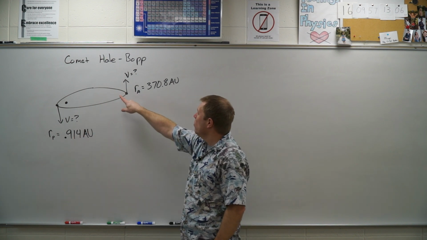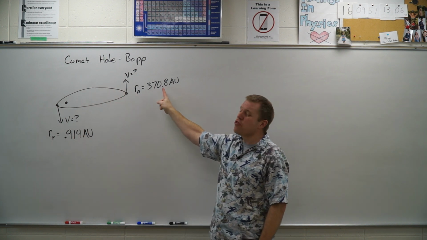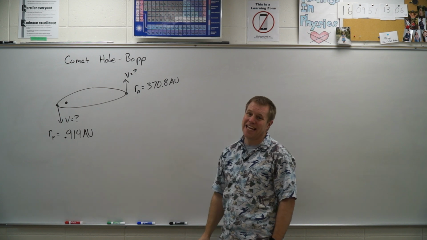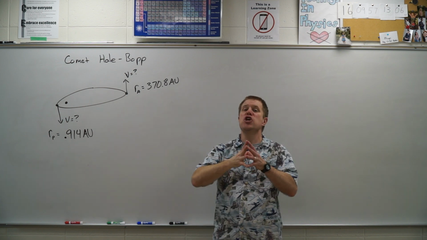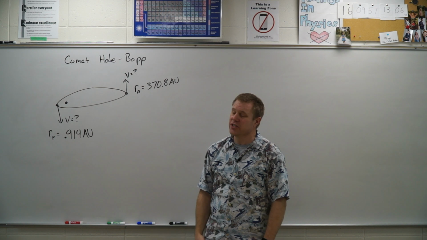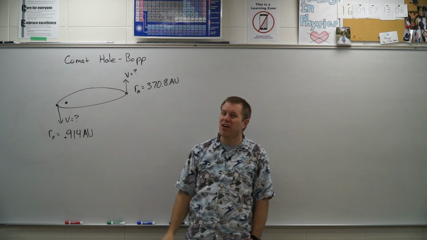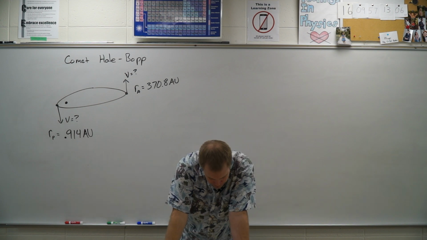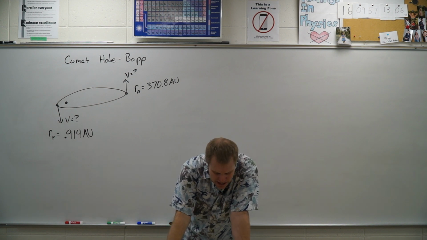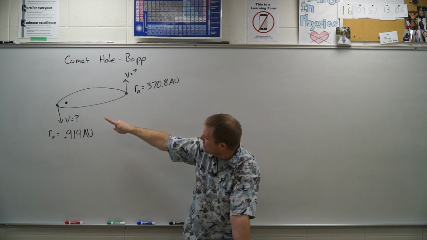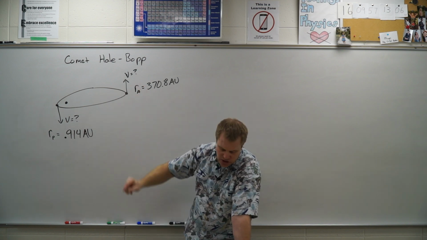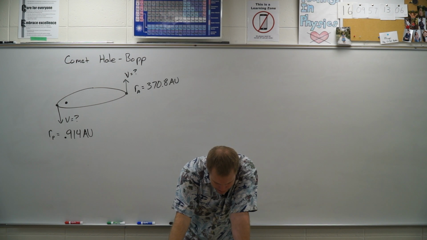average. And when it gets to its furthest point, it's 370.8 AU. This is a huge difference. And so as a result, it's going to have a pretty long period, a long time to make this trip. What is the speed of Hale-Bopp at aphelion and perihelion? So I'm going to try and figure out its fastest velocity and its slowest velocity.